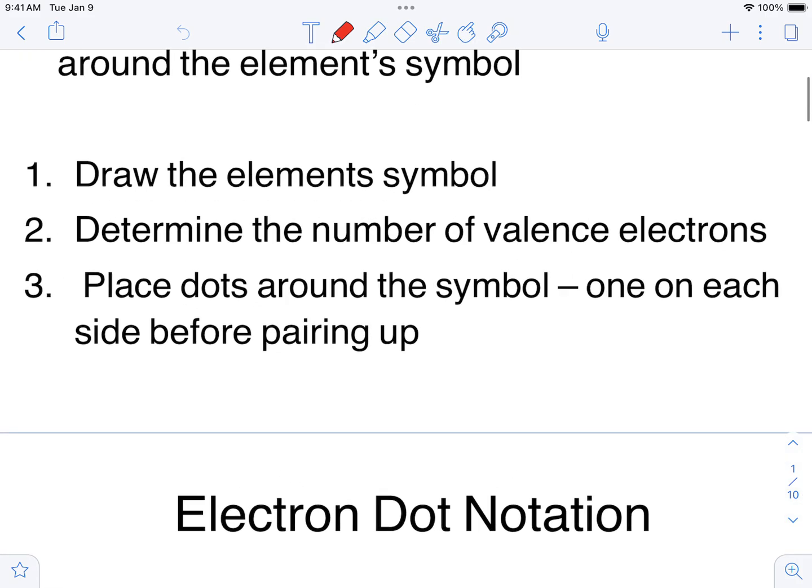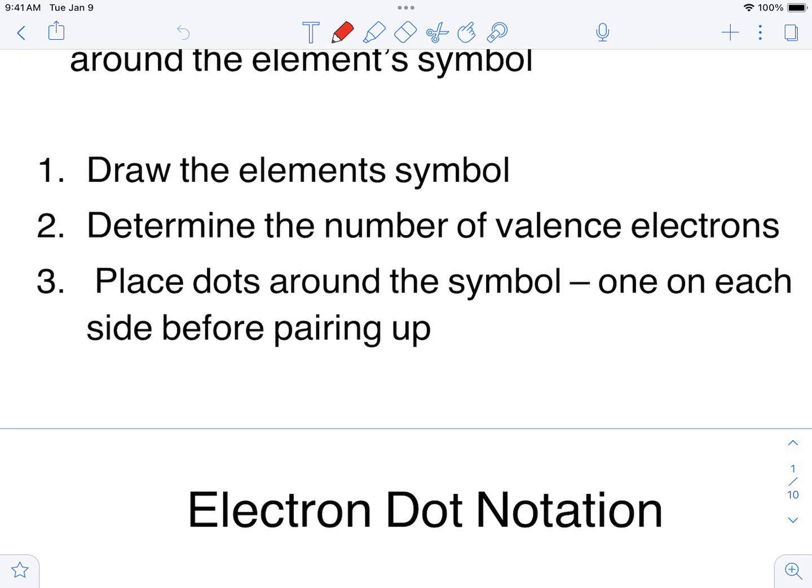In order to do this, there are 3 steps we must follow. The first step, you simply write the element symbol. The second step, by looking at the group number, you determine how many valence electrons the element has. And the third and last step is that you place dots around the symbol corresponding to the number of valence electrons.